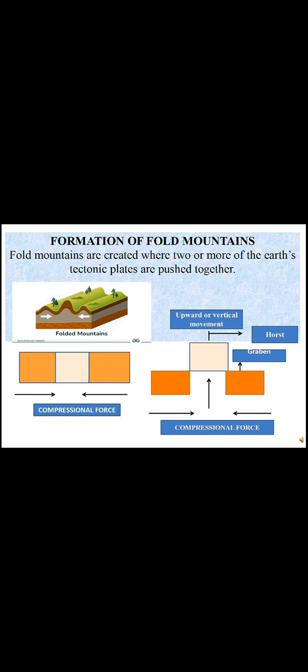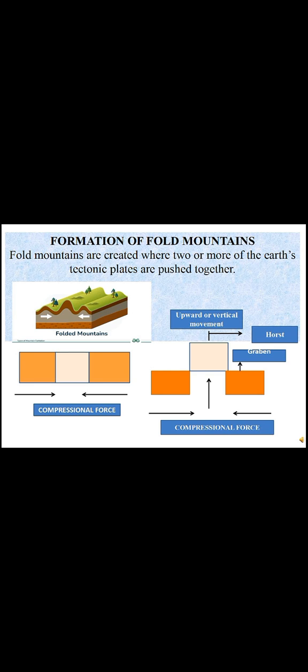Formation of fold mountains, that means how fold mountains occur or how they form. Fold mountains are created when two or more of the earth's tectonic plates are pushed together. So let's learn through the diagram given below. We can see that there are three boxes, and these are the replica of the plates. Now move to the next diagram.